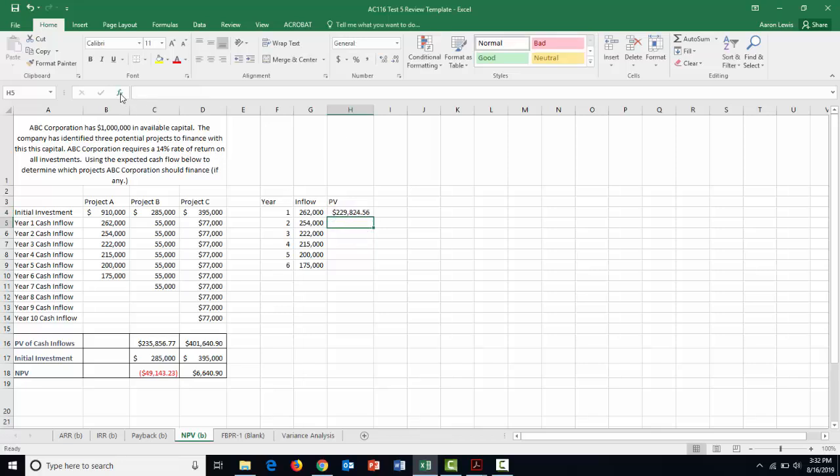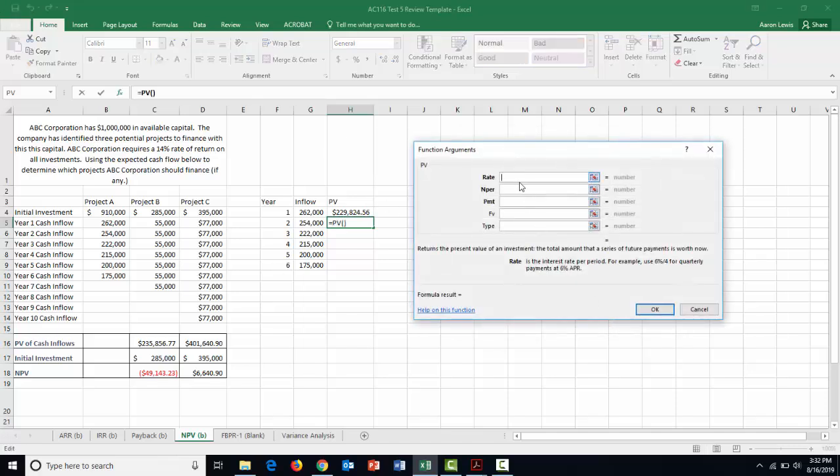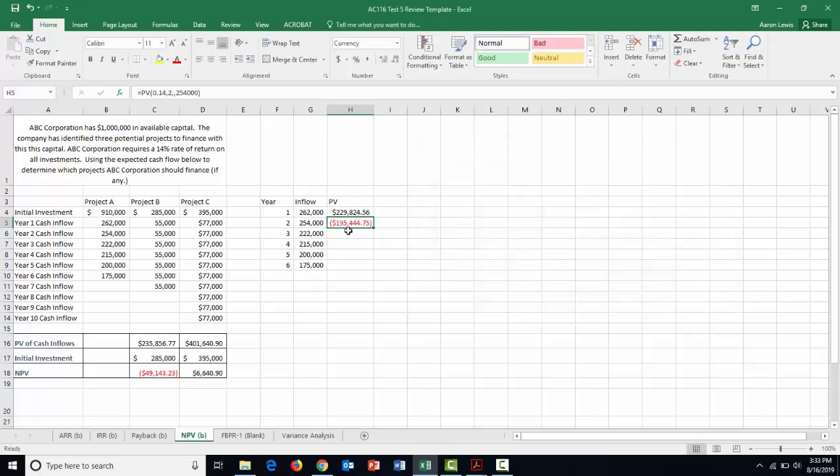Okay, for year 2, we're going to go to f of x. We're going to go back to our PV function. The rate is still 0.14. The number of periods this time is going to be 2 years, because we have to wait 2 years to get that money. But when we do, that money is going to be our future value of $254,000, the amount of inflow for that year. And we're going to come up with $195,444.75. Go put the negative sign in there.